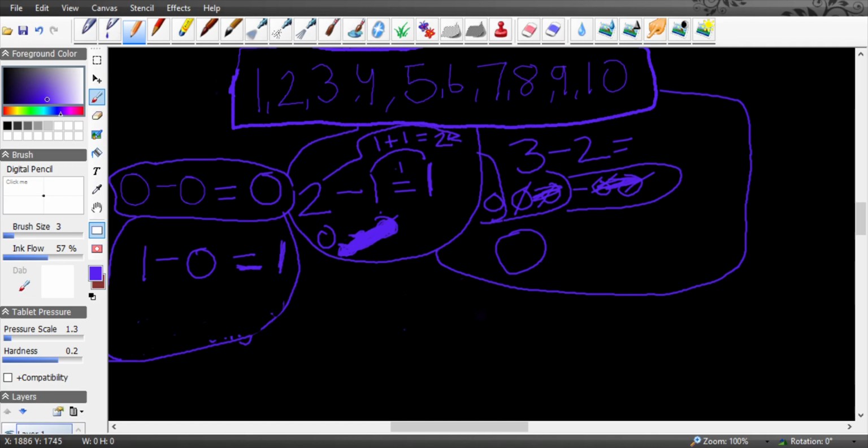You didn't take off this bouncy ball, so this bouncy ball is still there. And how many bouncy balls are there? So let's see. 1. That's it. 1 bouncy ball. So the answer is going to be 1.